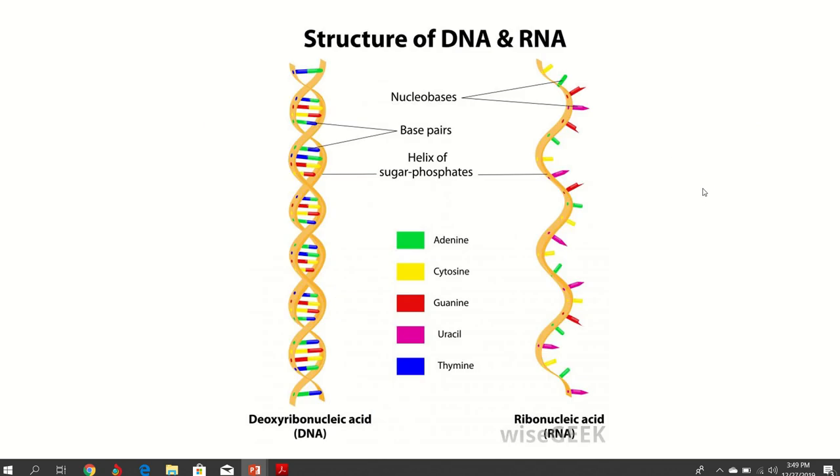Okay? So, here are the two different kinds of nucleic acids that can be found in our body. We have the DNA or the deoxyribonucleic acid and the ribonucleic acid or the RNA. There is a difference between the two. As we go on, you can later learn the difference between them.